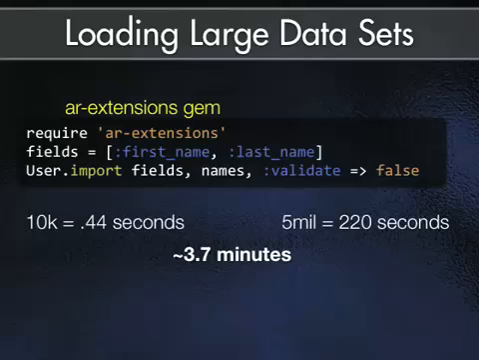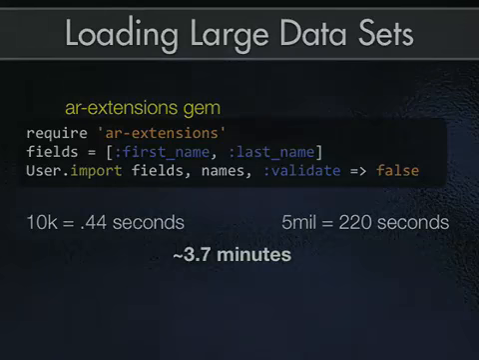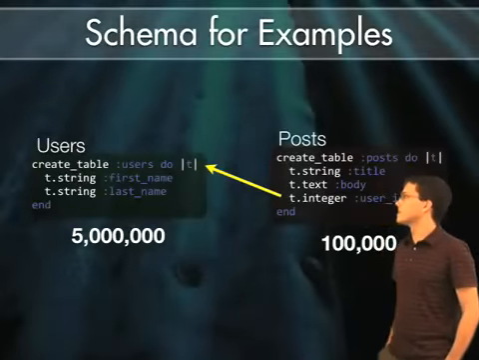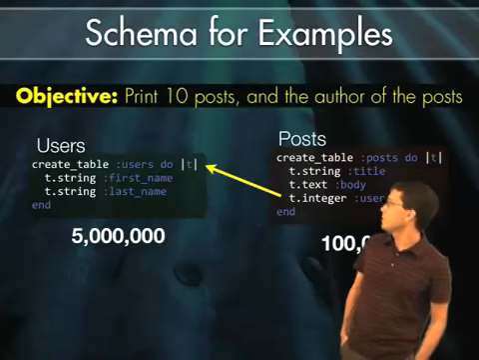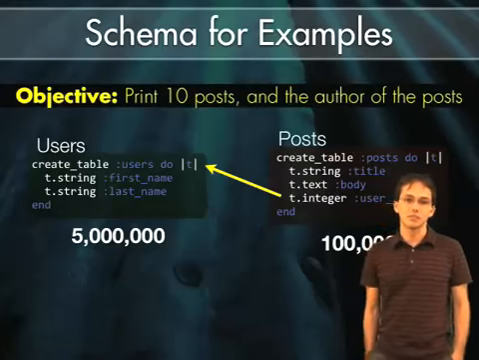So this is how I ended up loading 5 million records. Our next code challenge is going to be to print 10 posts and the author of each post.